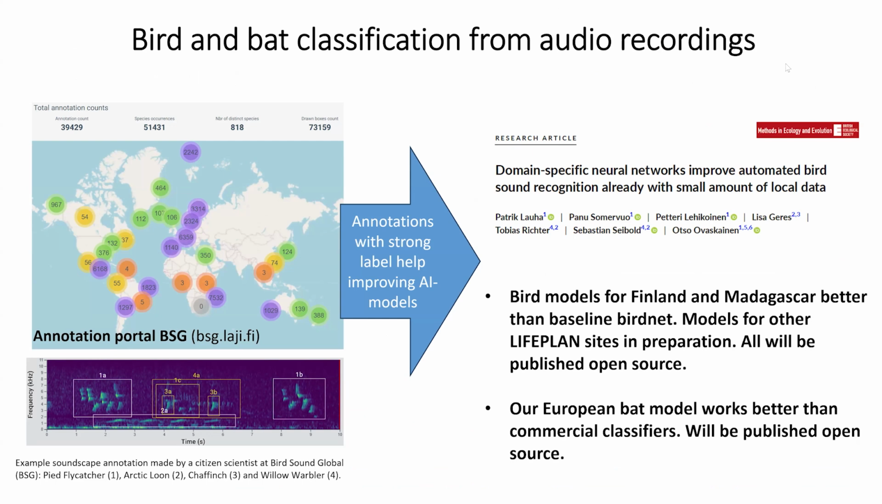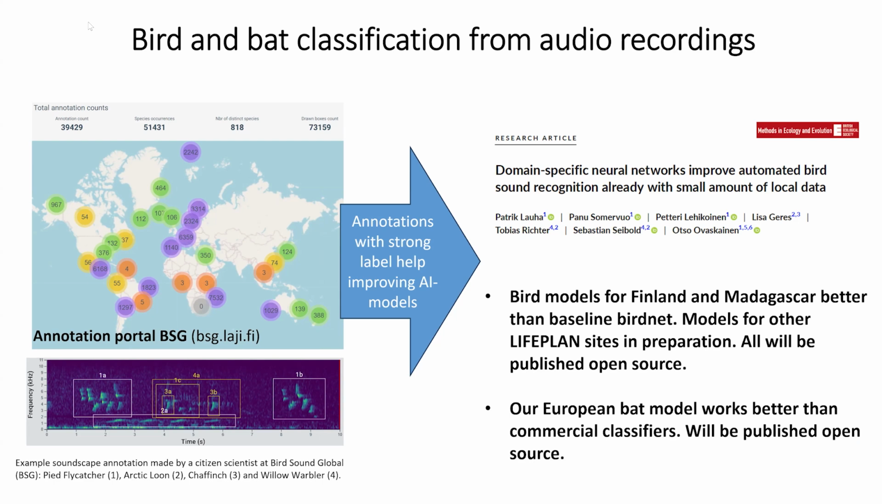Then if we talk about the audio data, it's mainly targeted to birds and bats. I mean, we want to do some things with insects and amphibians, but birds and bats is really the main target. And as Bess already mentioned, an important part of this work has been the development of this annotation portal, BSG, Bird Sound Global, where we have uploaded a good amount of LIFEPLAN data, samples of the data, these kind of 10-second segments that then bird experts, including many from the eLTER sites, have annotated.